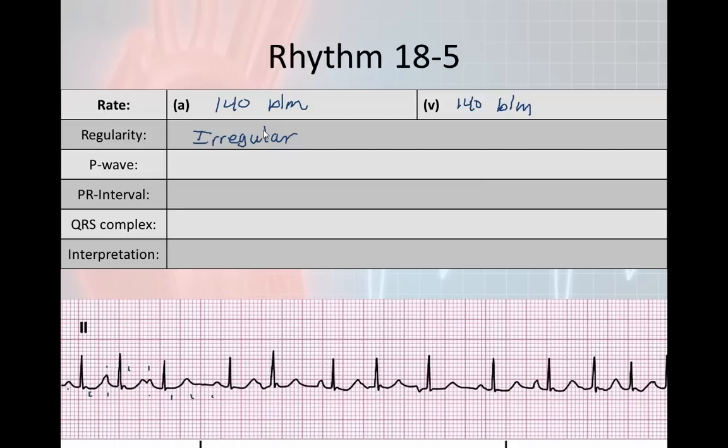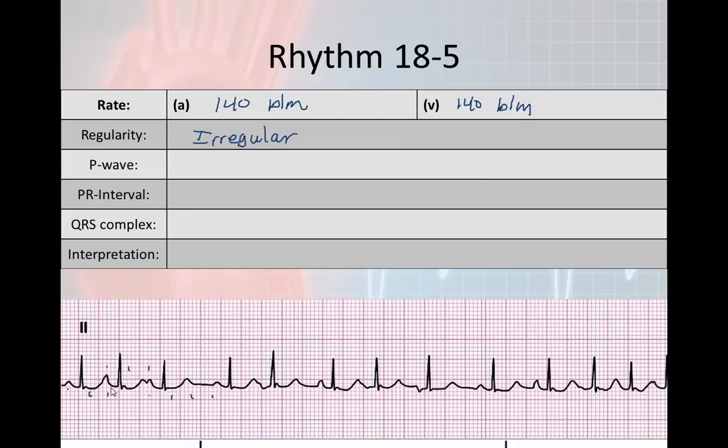P waves, they are present, as you can see, and they are married to the QRSs. If you look down here, there's a P wave buried in this T wave. Why? Because this is a normal T wave right here for this rhythm. Does this T wave look like this one? No, because that's a P wave.